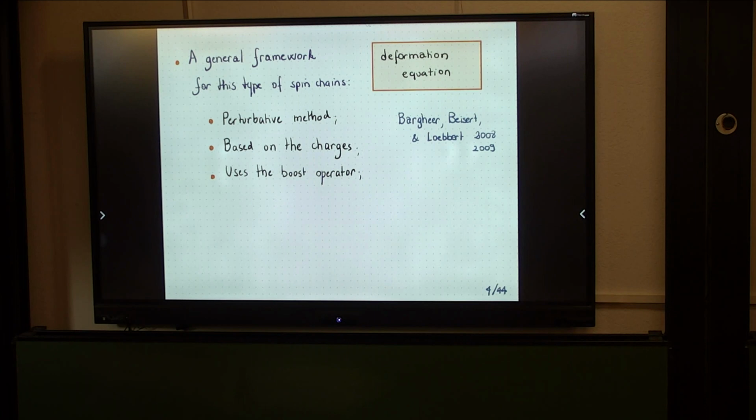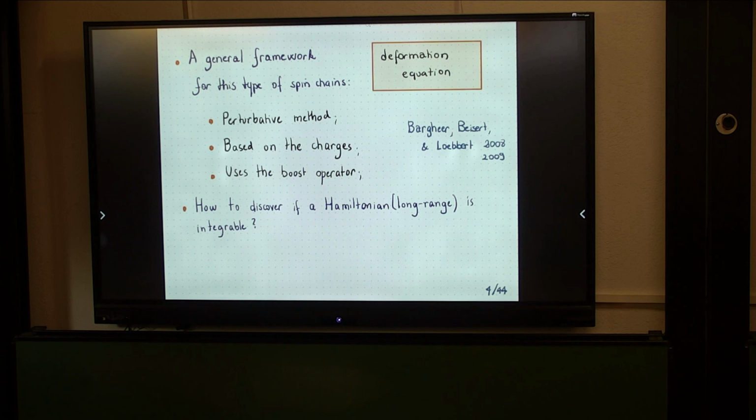The way I hope to get these deformations in general is a framework that was proposed by Bargheer, Beisert, and Loebbert in 2008-2009, the so-called deformation equation. I will talk a little bit more about it soon, but it's a perturbative method and it's based on the charges. So it has nothing to do with the R matrix so far. It uses the boost operator sometimes. And in some sense it can help us discover if a long-range Hamiltonian is integrable or not. Or if you start with some nearest neighbor and you try to deform from it, you can find integrable deformations.